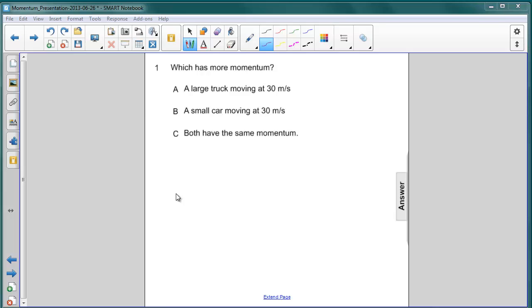So which has more momentum? A large truck moving at 30 meters per second, a small car moving at 30 meters per second, or both have the same momentum?